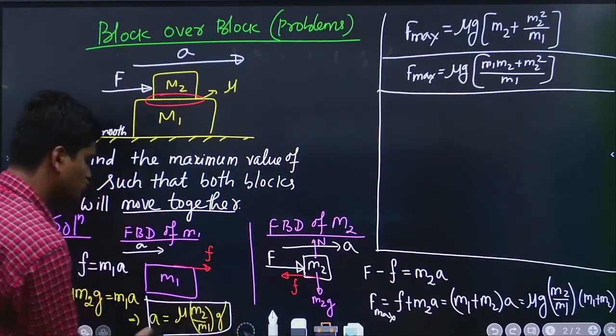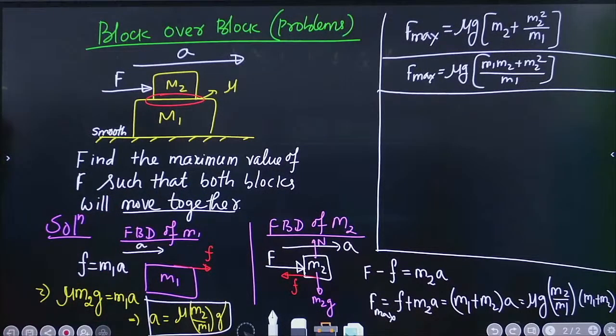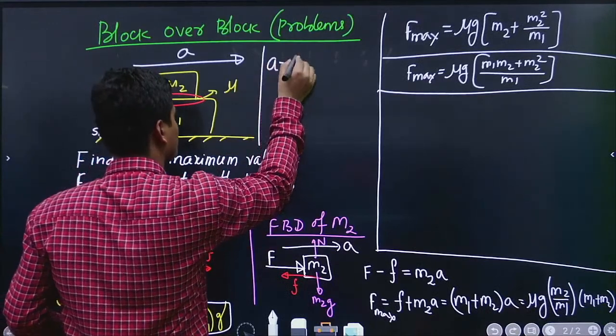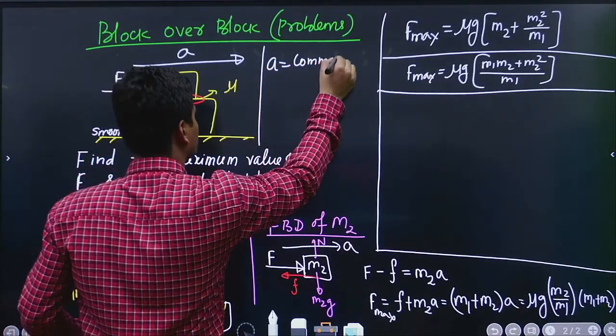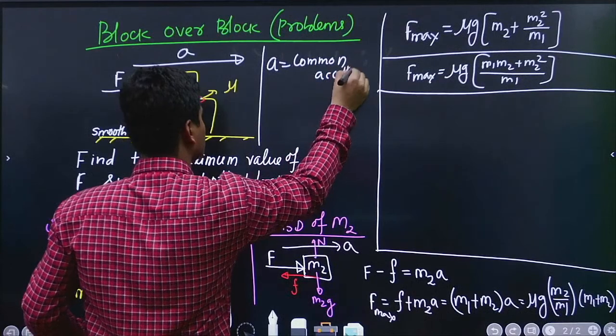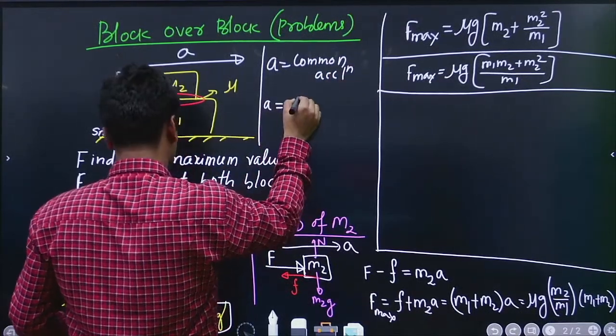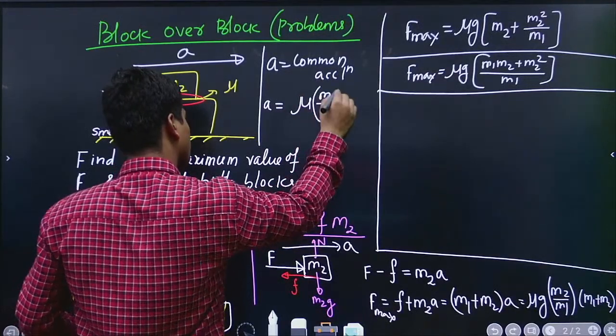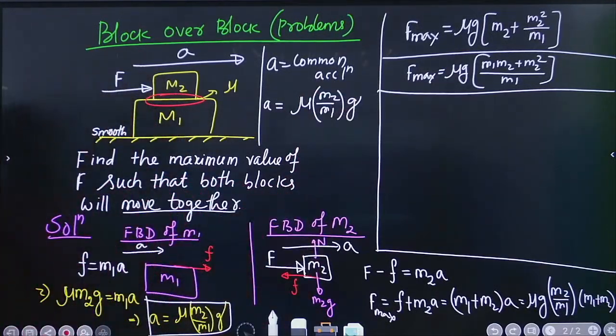Now the common acceleration is this one. If both are moving together, then how much is the common acceleration? Now the common acceleration with which they are moving: how much? A will be equal to mu into M2 by M1 into G. Okay. So this is your maximum force. Both bodies will move together. Okay. And the minimum, how much?